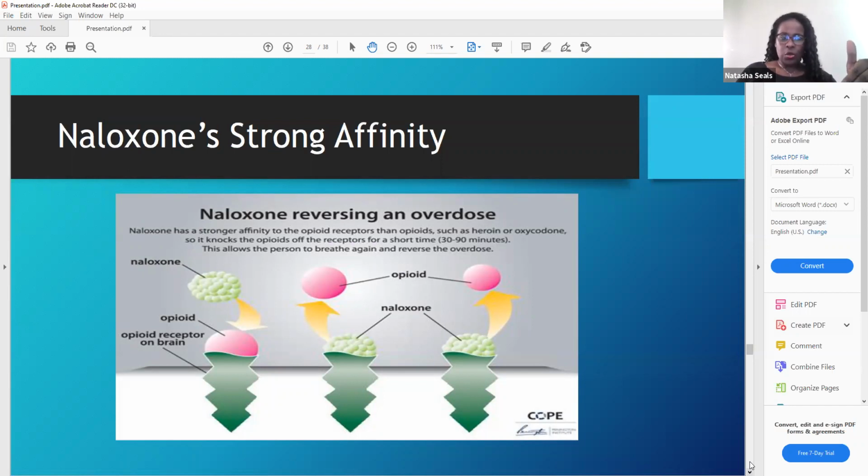Then in comes the opioid and attaches to that receptor, and it starts exhibiting the effects associated with opioids. When you have an overdose and you take naloxone, in comes naloxone and it knocks those pink balls off the receptor and takes its place. So it reverses all of those emergencies for a short period of time, at least with hopes of you getting emergency medical care from calling 911.